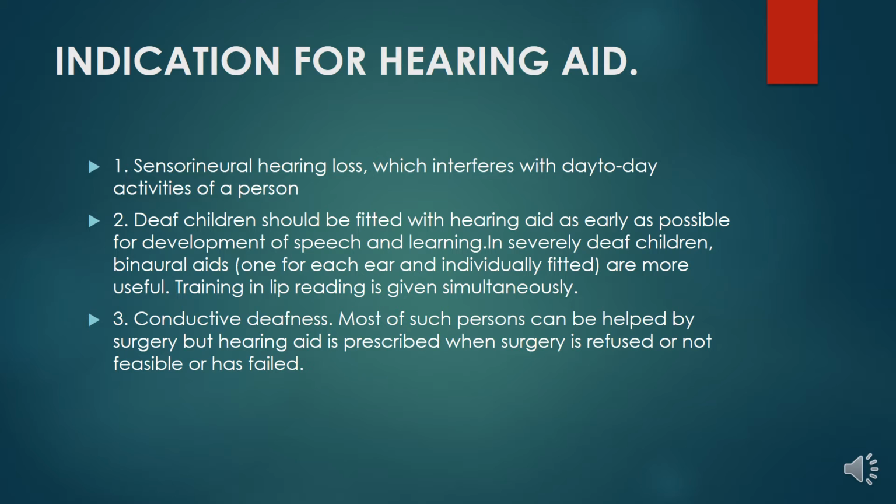Now we'll understand what are the indications for hearing aid. First, sensorineural hearing loss which interferes with day-to-day activities of the person. Second, deaf children should be fitted with hearing aid as soon as possible for development of speech and learning. In severely deaf children, binaural aids, one for each ear and individually fitted, are most useful. Training in lip reading is given simultaneously. The third one, conductive deafness. Most of such persons can be helped by surgery, but hearing aid is prescribed when surgery is refused or not feasible or has failed.